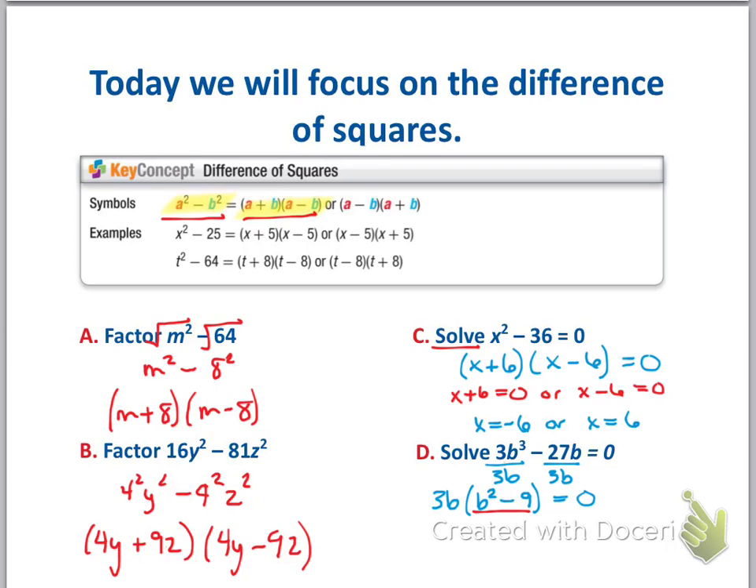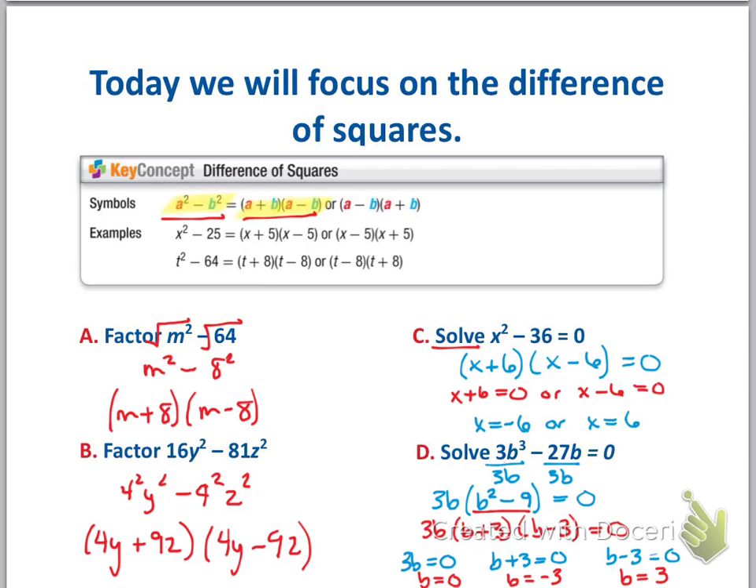Okay, second step. Now I see the pattern of a squared minus b squared. It's b squared minus 3 squared. So we're going to write this as 3b, b plus 3, b minus 3 equals 0. And now we can use the zero product property to solve. Either 3b will equal 0, b plus 3 will equal 0, or b minus 3 will equal 0. So b equals 0, b equals negative 3, or b equals positive 3.